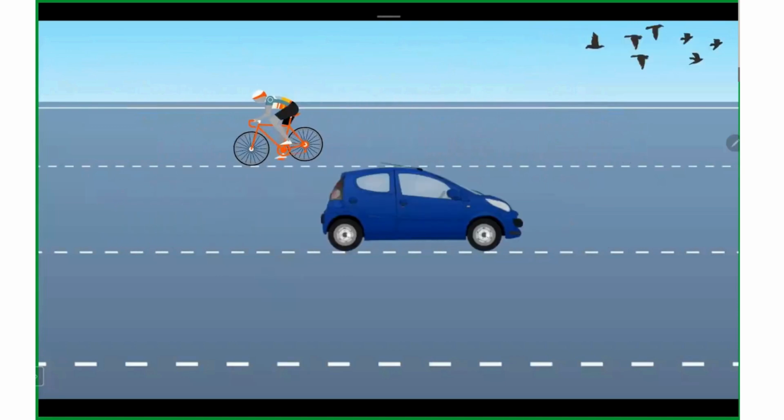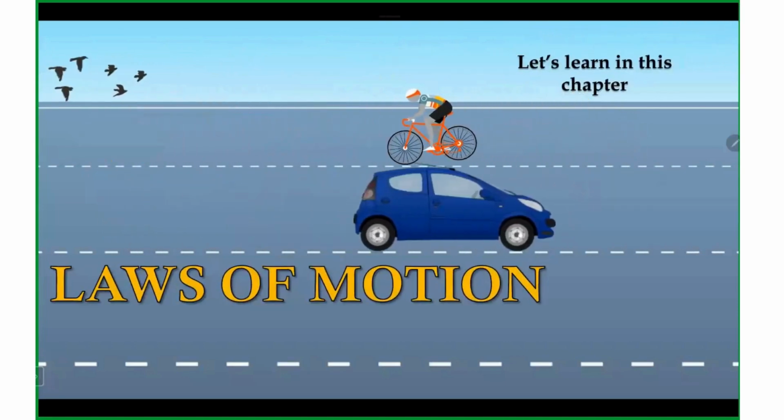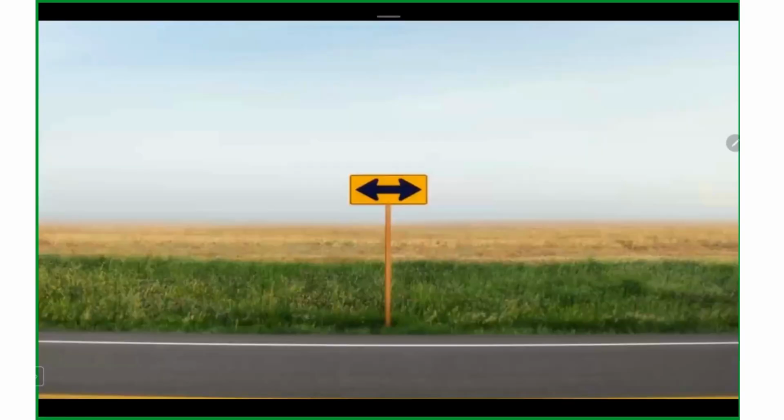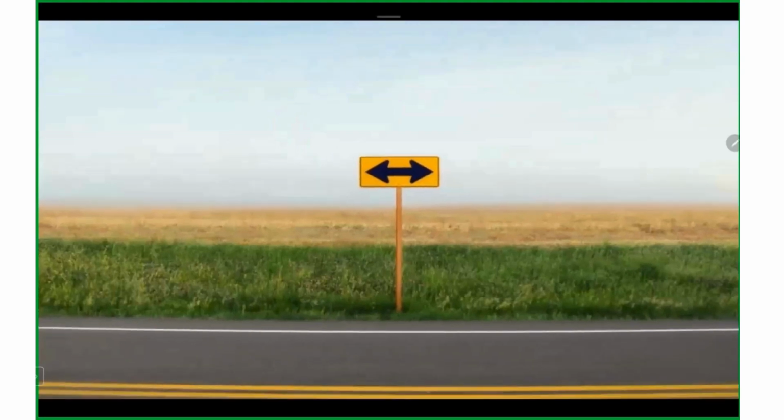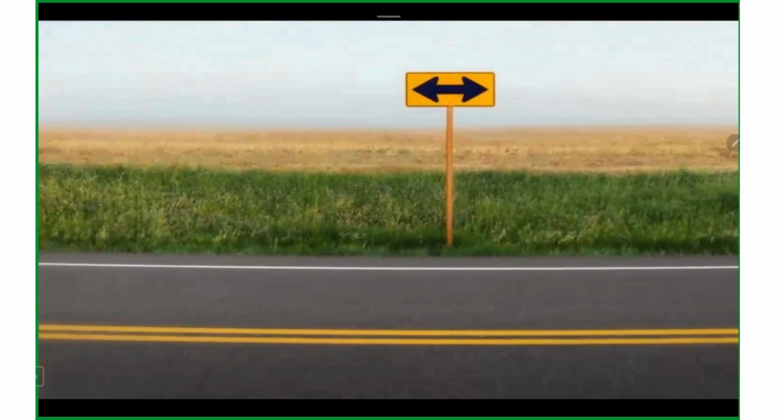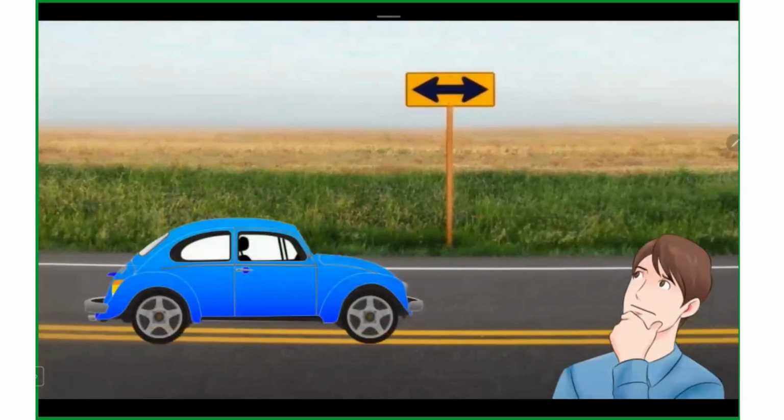Yes. Okay. So what they are trying to say is, let us learn first what is motion and then go to laws of motion. Now, whatever I'm going to teach you today is going to be very, very important, right? First of all, what do you mean by motion? As I told you, motion is a relative term.